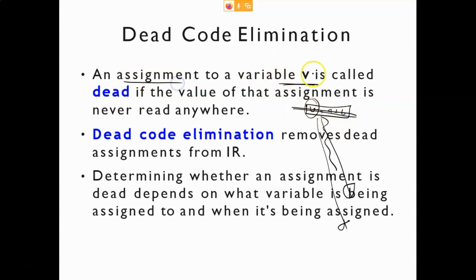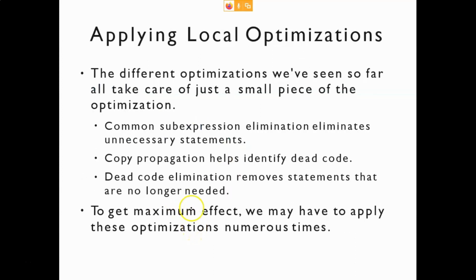So this is the point. An assignment to a variable v is called dead if the value of that definition is not read anywhere. So dead code elimination basically removes the dead assignments from the intermediate representation. Now how the algorithm will do these things we need to see.